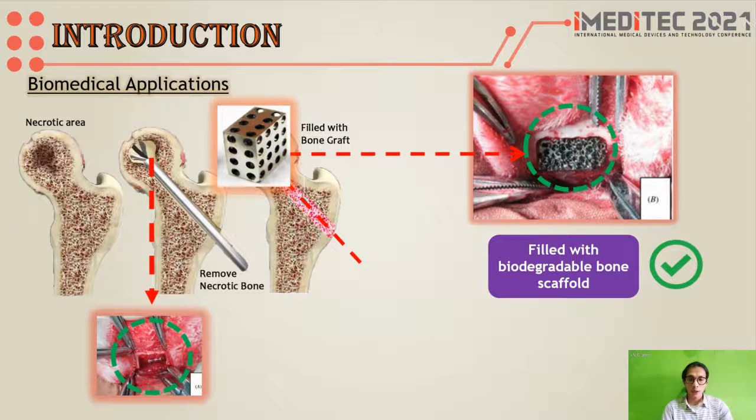Regarding biomedical application, in this picture we see the area of cancellous bone that is damaged and the drill to file the damaged bone. Furthermore, it is filled with a biodegradable bone scaffold which is designed based on the anatomic shape of the damaged bone. Overall, it is a promising solution in repairing and replacing damaged bone.